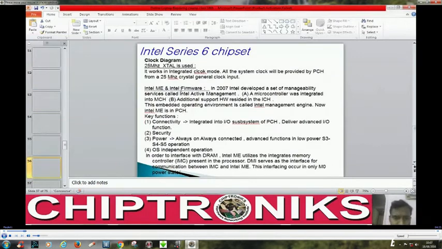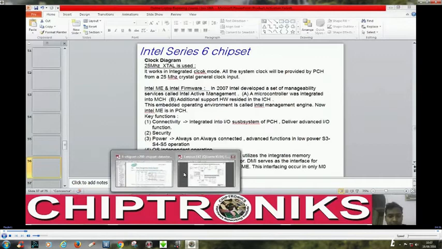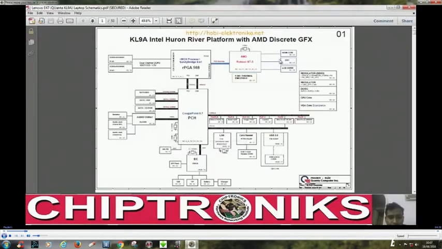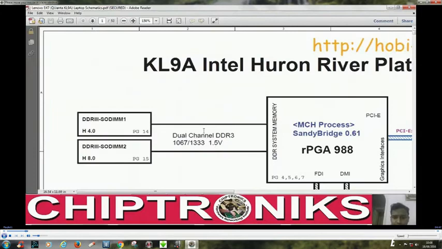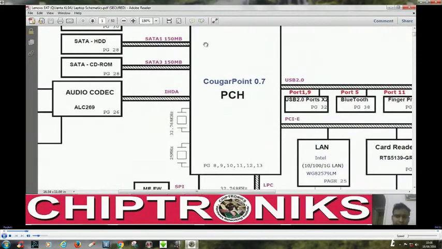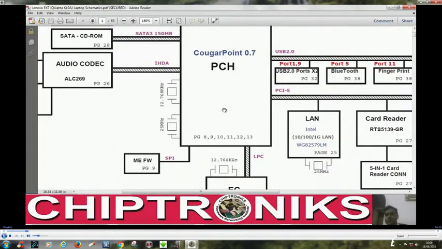Now, one of the fundamental differences between an Intel Series 6 chipset board and an Intel Series 5 chipset board is you don't find an extra clock generator. Yes, we do not see an extra clock generator. Here you can see there is no clock generator IC, right? There is no clock generator IC in an Intel Series 6 chipset board, and you can see an extra clock, 25 megahertz.